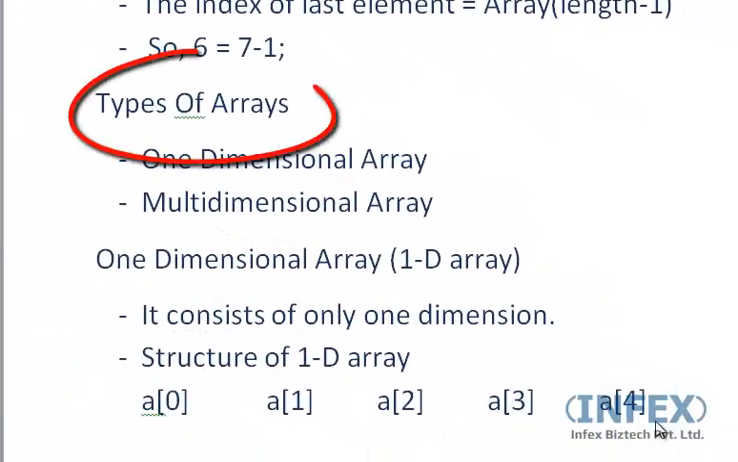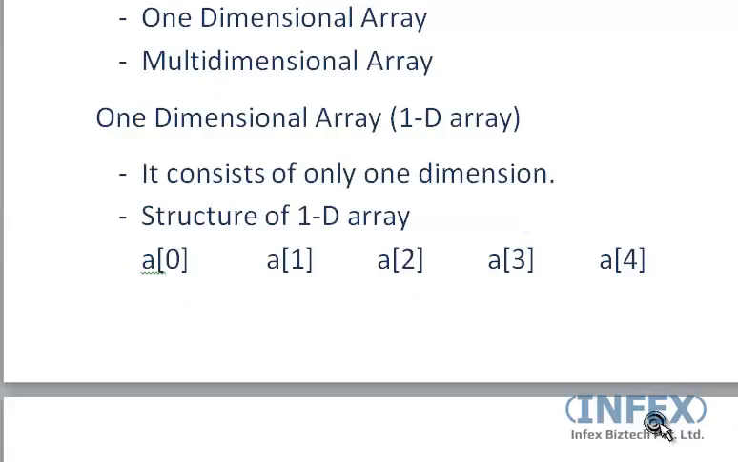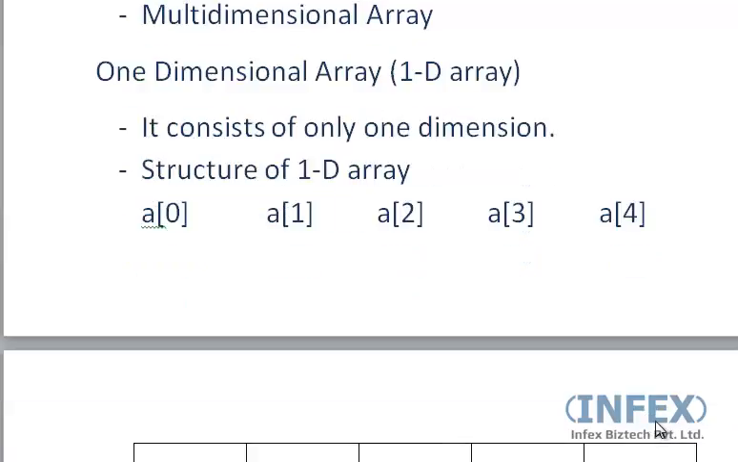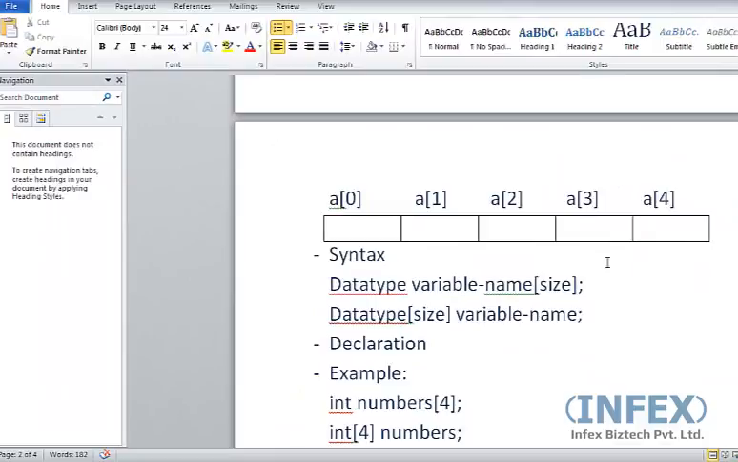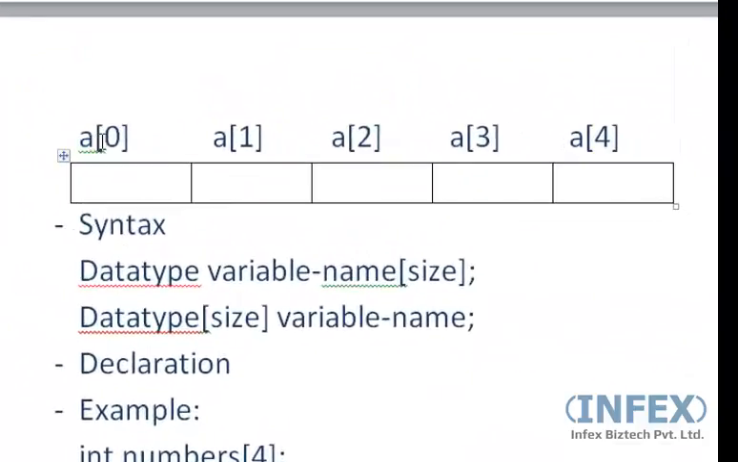Arrays can be divided into two types: one-dimensional array and multi-dimensional array. Let's talk about the one-dimensional array. A one-dimensional array consists of only one dimension. Here is the structure of a one-dimensional array. Here the array name is A and the number inside the bracket shows the index. This is the structure of a one-dimensional array.